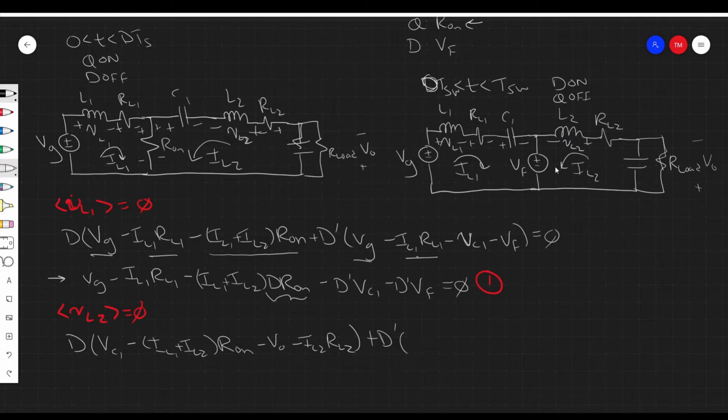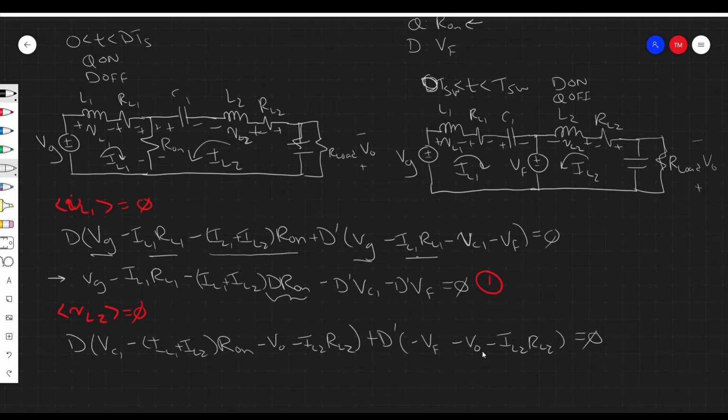Cool. So the second portion of the switching cycle, what do we have? Well, again, we can follow our loop. So voltages which align are positive, voltages which are anti-parallel are negative. So first, starting here, we have minus VF. Moving along, we have minus V out, which goes into the positive sign. And again, we have minus IL2 times RL2. And that's everything, right? Those are the components that we have to worry about.